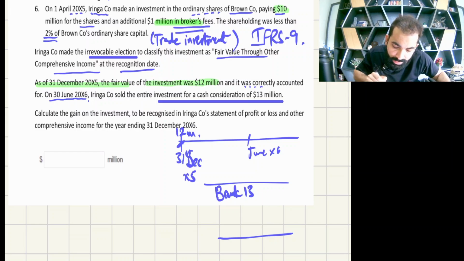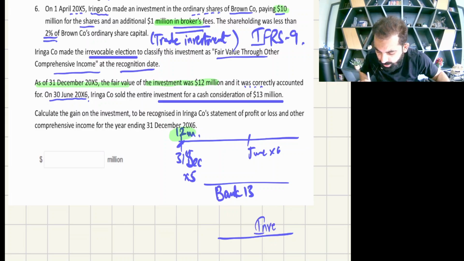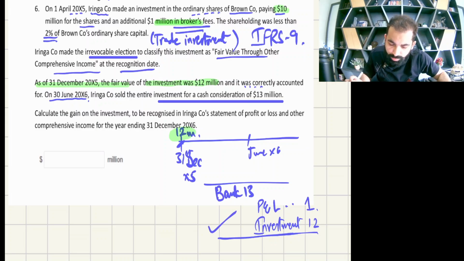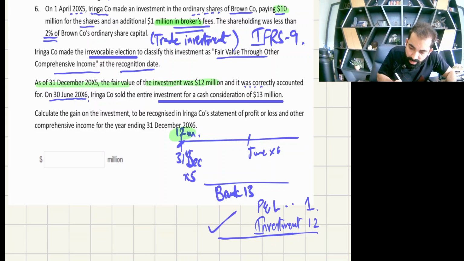Now the last value on which this asset was recorded was 12 million. So we'll say bye bye to our investment. Investment will be credited by 12. And yes, the final gain always goes in PNL. So 1 million gain will go in PNL.